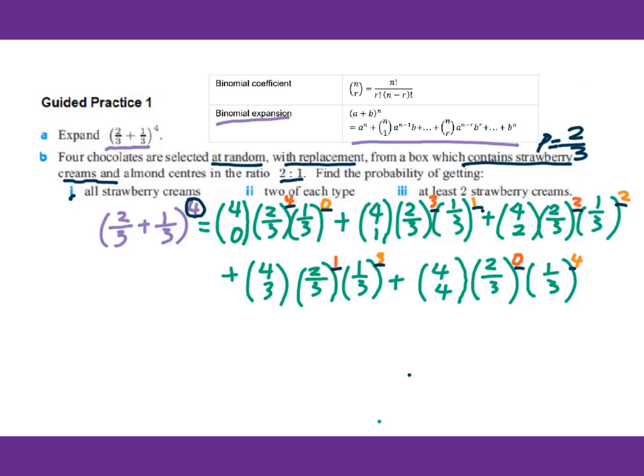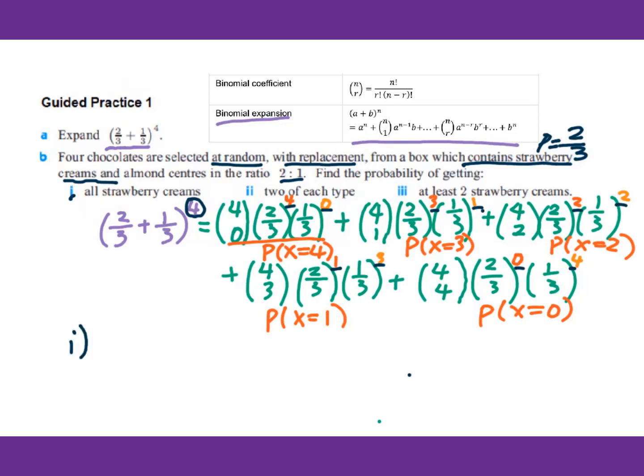According to the given information, we know this is a binomial distribution. For the first term, it will be probability X equals 4. We got all 4 strawberry creams. This will be the probability X equals 3. This is the probability X equals 2. Probability X equals 1. Probability X equals 0.